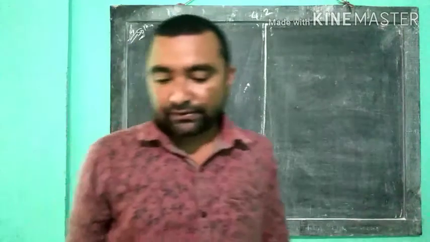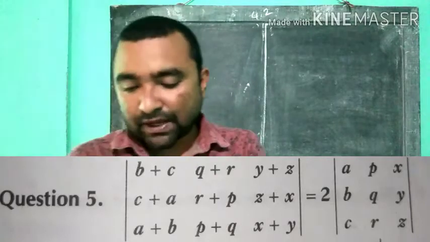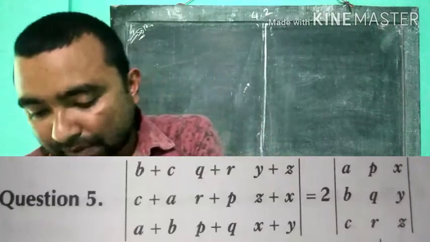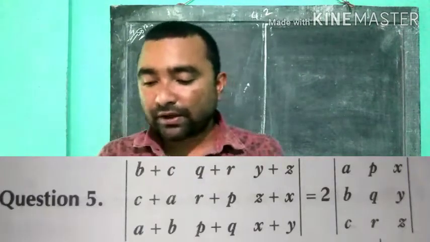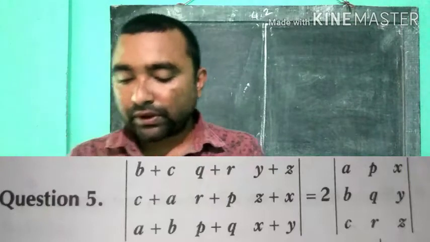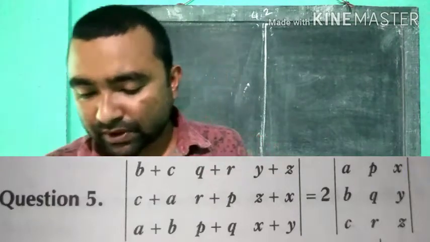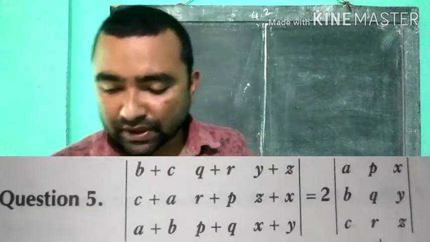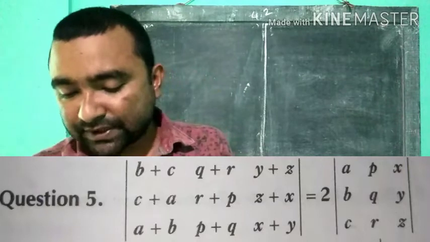What is given? Determinant of B plus C, Q plus R, Y plus Z; C plus A, R plus P, Z plus X; A plus B, P plus Q, X plus Y equal to 2 into determinant whose first column is A, B, C, second column is P, Q, R and third column is X, Y, Z. Then we are to prove this equal to this.